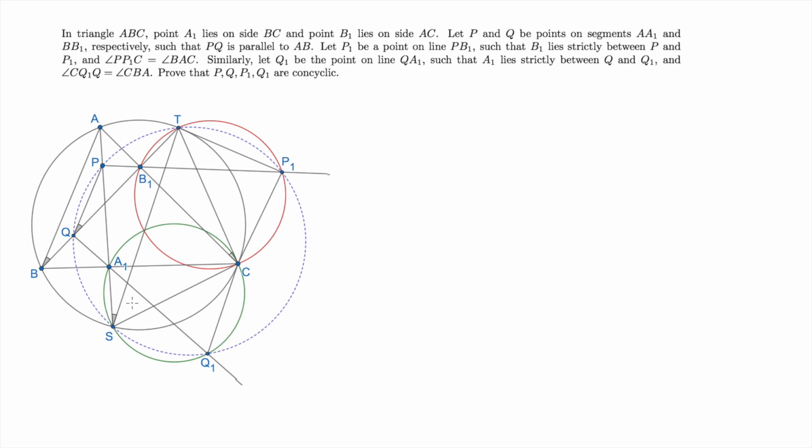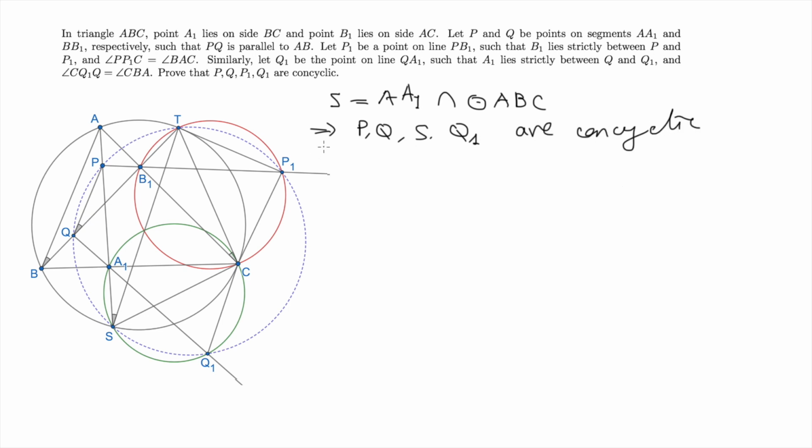Now in the same way, we can define the point S as the intersection of AA1 and the circumcircle of ABC. Then according to the previous analysis, we have P, Q, S and Q1 are concyclic. So finally, we are going to prove that these 6 points lie on the same circle. Since we have already proved that P, Q, T, P1 are concyclic, and also P, Q, S, Q1 are concyclic, it is sufficient to show that P, Q, S, T are concyclic in order to conclude.